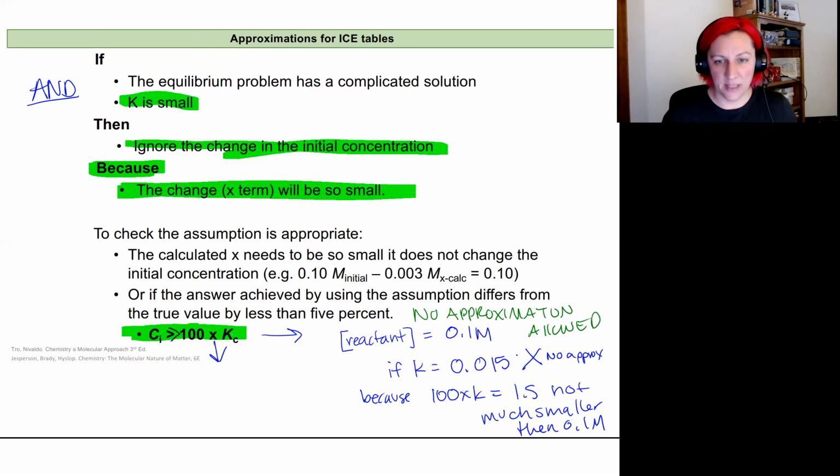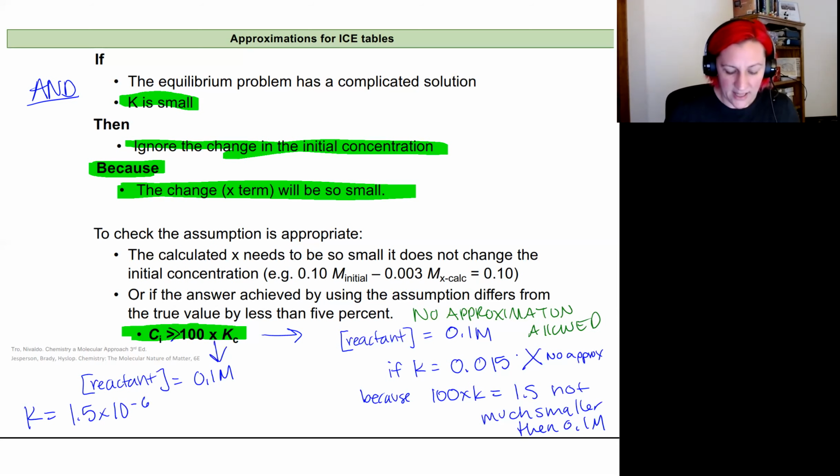If instead I have something where the concentration of my reactant is still equal to 0.1 molar, and my K value is equal to 1.5 times 10 to the negative 6, now we're talking, because 100 times K is going to be equal to 1.5 times 10 to the negative 4th. That's a small number. That is, I would argue, significantly smaller than our concentration. So I would say that 0.00015 is significantly smaller than 0.1. And so I would say our approximation is okay.